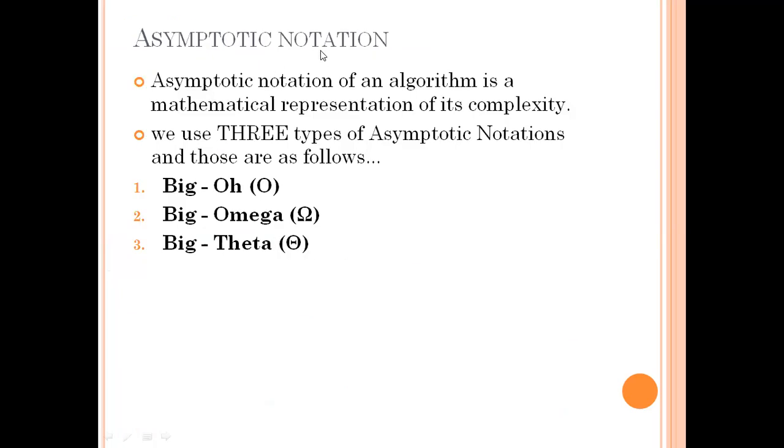Next point is the asymptotic notation. Asymptotic notation of an algorithm is a mathematical representation of its complexity. So it is the mathematical representation of the time complexity, where we use three types of asymptotic notation. First one is the big O notation, second is the big omega notation, third is the big theta notation.